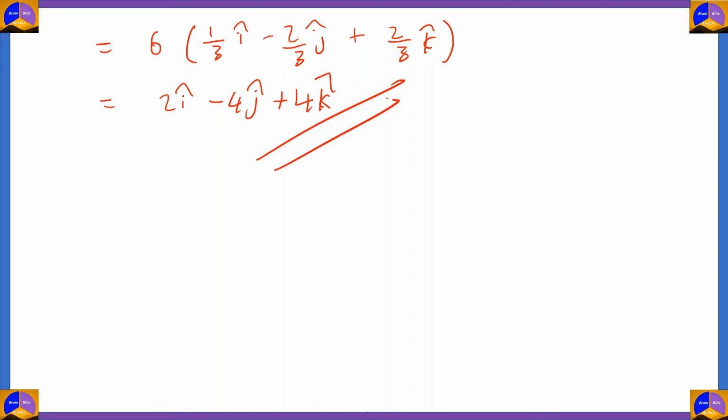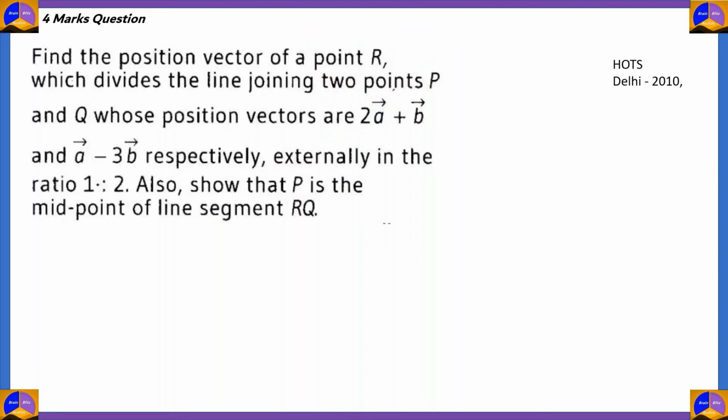This is our required vector. Let's move on to the final question. Find the position vector of a point R, which divides the line joining 2 points P and Q, whose position vectors are given below, externally in the ratio 1:2. Also show that P is the midpoint of the line segment RQ.